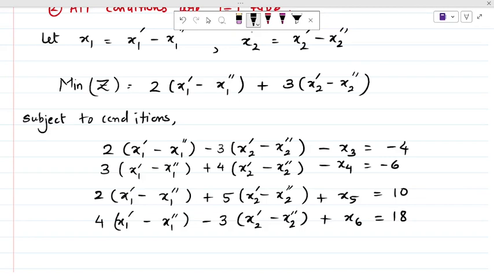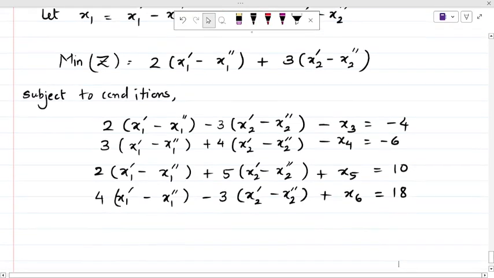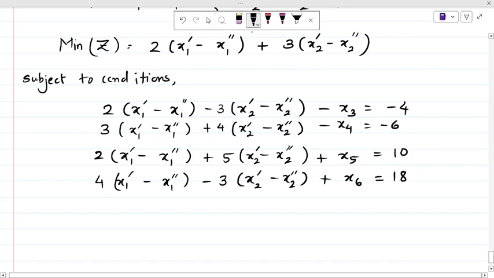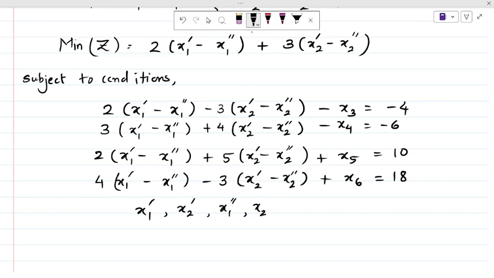Now here we got all these conditions that we wanted, and now how do we handle the terms? Okay, so we have another thing here, that is all these x1', x2', x1'', x2'', x3, x4, x5 and x6 are greater than or equal to 0. So how many variables? These are 4 and these are 4, so there are in all 8 variables which are greater than or equal to 0.